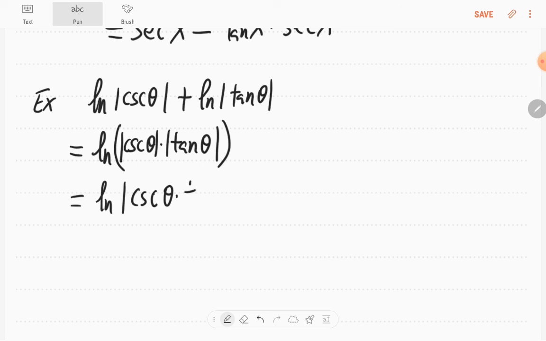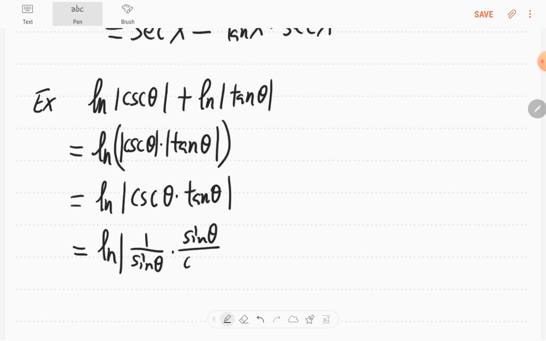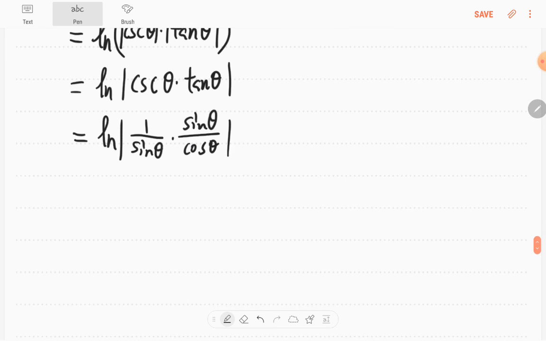So it's equal to the cosecant theta times tangent theta. Let's simplify, changing everything in terms of sine and cosine. So this is 1 over sine theta times sine theta over cosine theta. So this is the natural log of 1 over cosine theta. Okay, so 1 over cosine theta equals what? Secant theta absolute value.